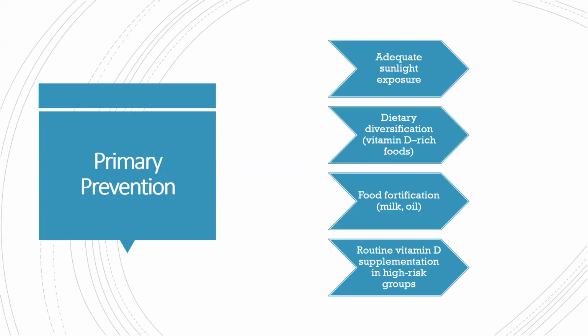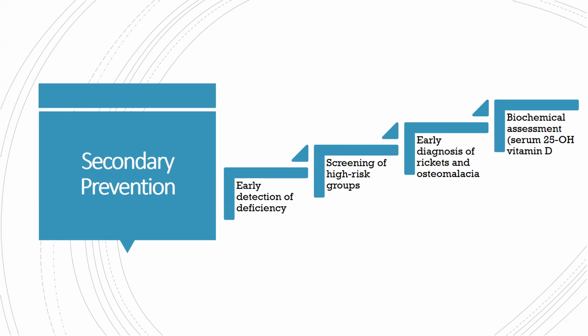So applying the three levels of prevention to vitamin D deficiency, the primary level includes adequate sunlight exposure, dietary diversification with vitamin D rich foods, food fortification. Food can be fortified like milk and oil. Routine vitamin D supplementation in high risk groups. Secondary prevention involves early detection of deficiency, screening of high risk groups, early diagnosis of rickets and osteomalacia, and biochemical assessment.